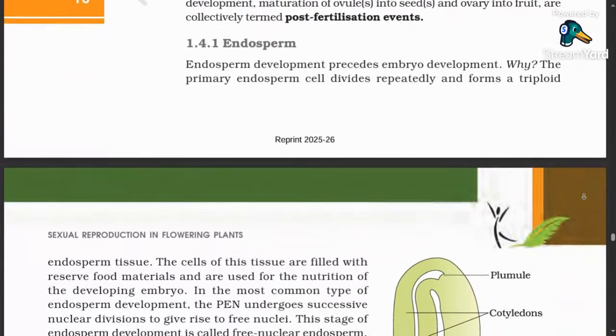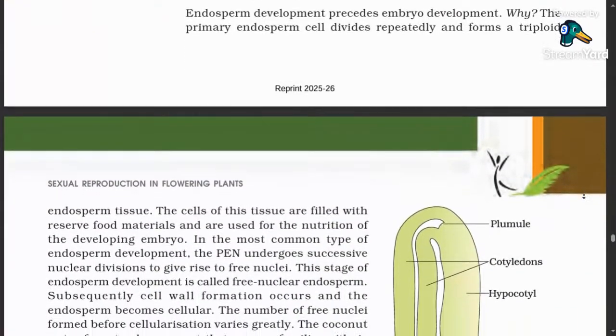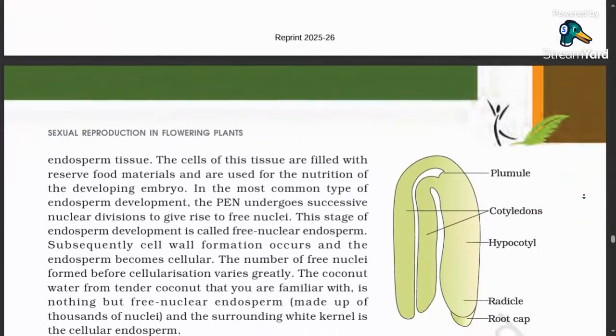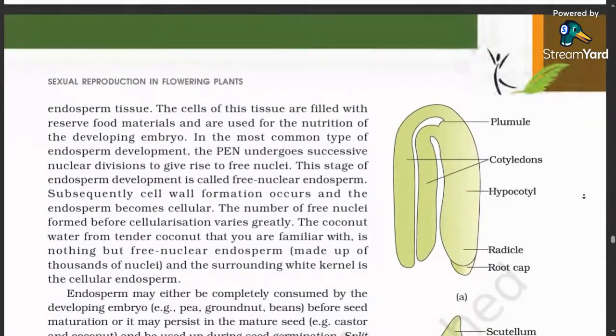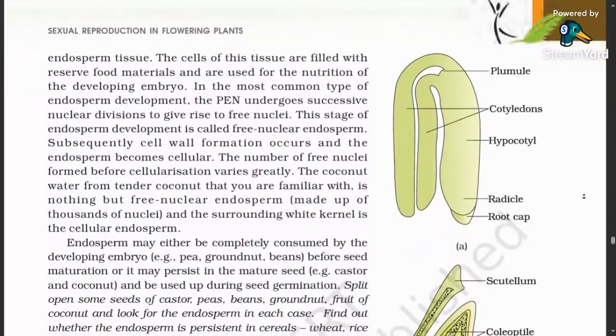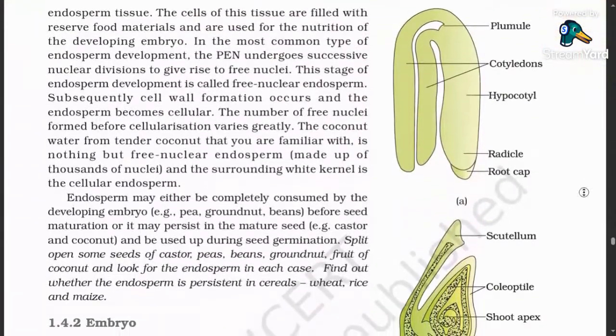In the most common type of endosperm development, the PEN undergoes successive nuclear divisions to give rise to free nuclei. This stage of the endosperm development is called free nuclear endosperm. Subsequently, cell wall formation occurs and the endosperm becomes cellular. The number of free nuclei formed before cellularization varies greatly. The coconut water from tender coconut that you are familiar with is nothing but free nuclear endosperm made of thousands of nuclei, and the surrounding white kernel is called the cellular endosperm.